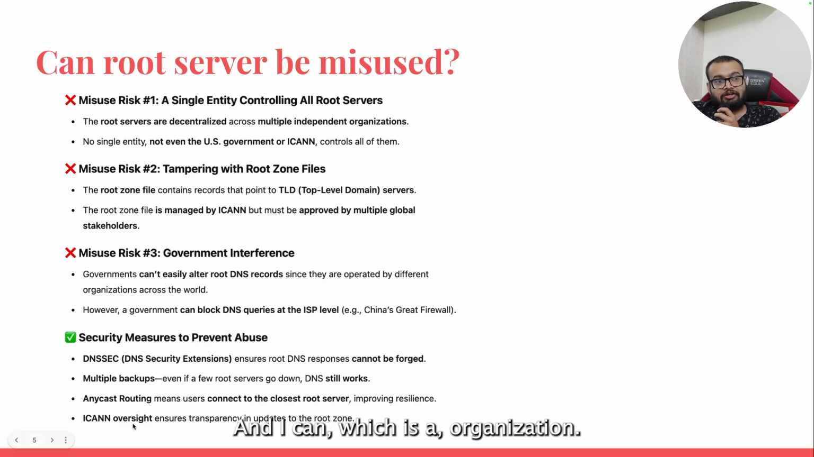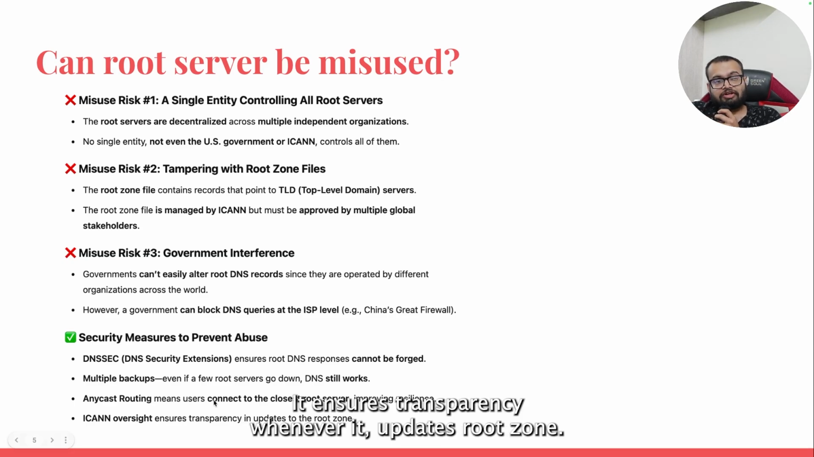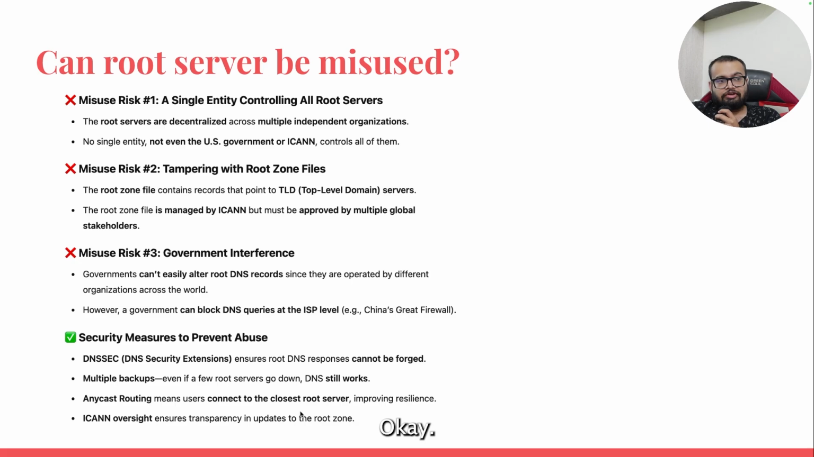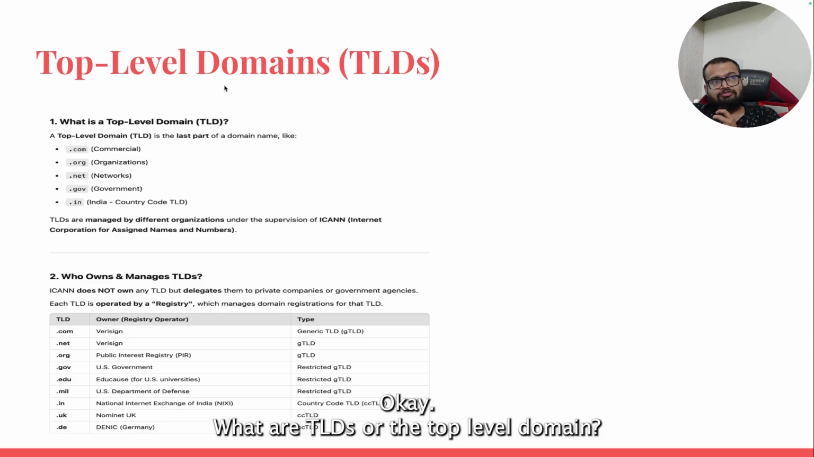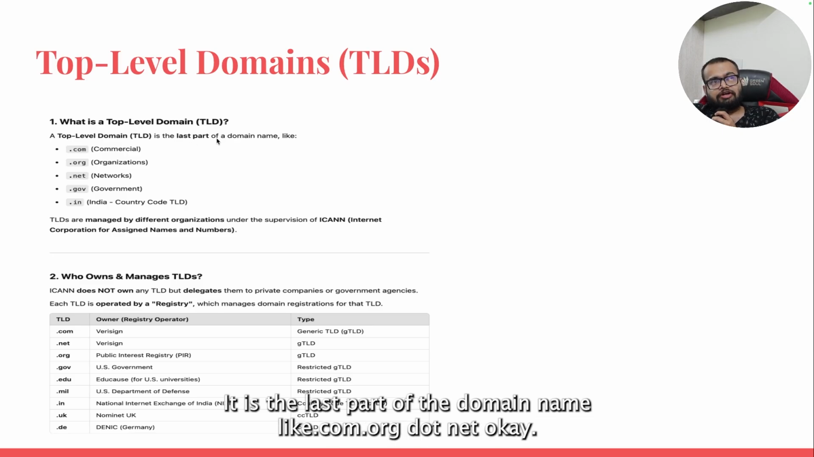And ICANN, which is an organization, ensures transparency whenever it updates the root zone. So next is the top level domains. What are TLDs, or top level domains? It is the last part of the domain name, like .com, .org, .net.